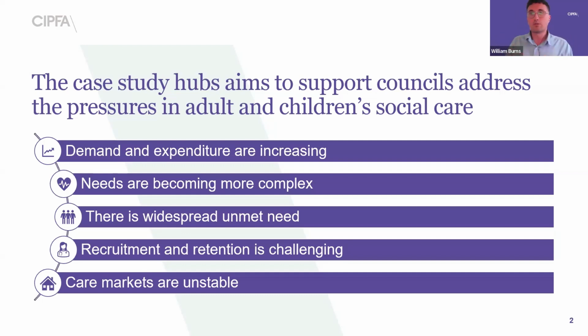And we know that there's a host of problems, from the cost of living crisis, from years of austerity and underinvestment, that have meant that local authority spending power has diminished as well. We know that needs are becoming more complex. The number of adults who require double-handed care, for example, has increased, and that obviously leads to increased expenditure as well. We're seeing widespread unmet need.